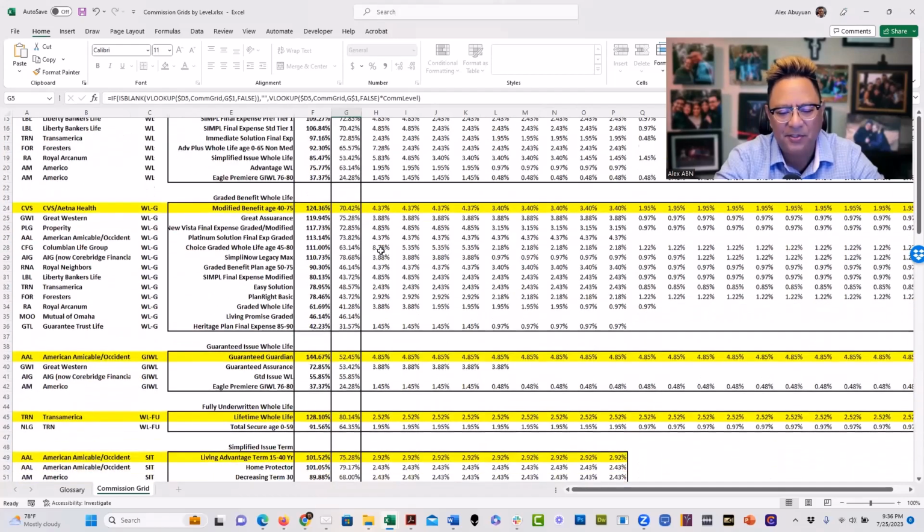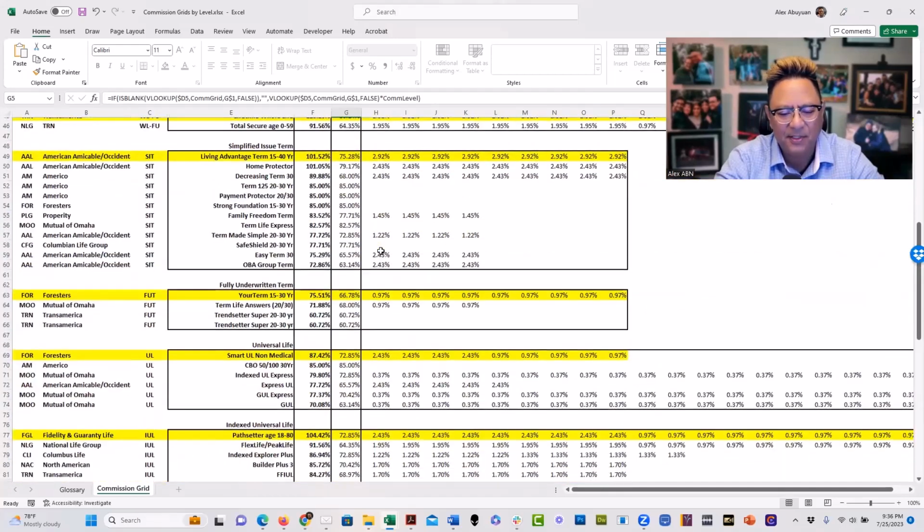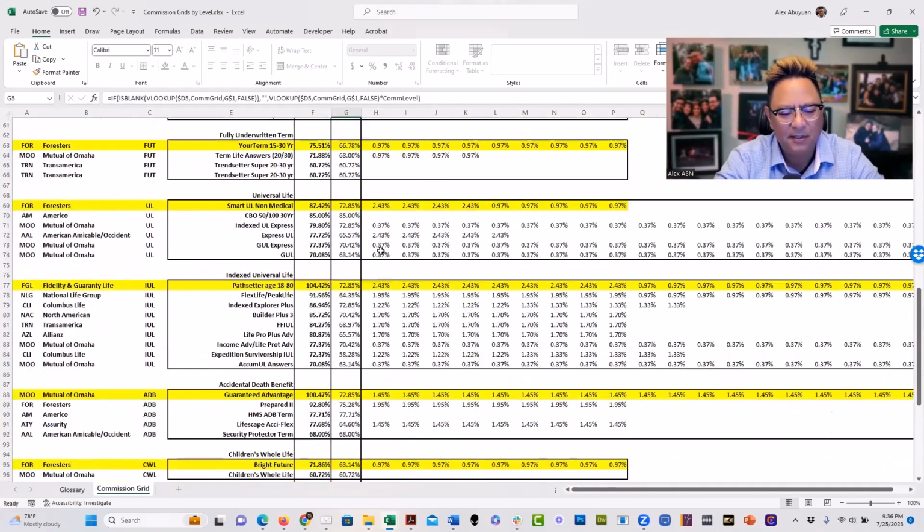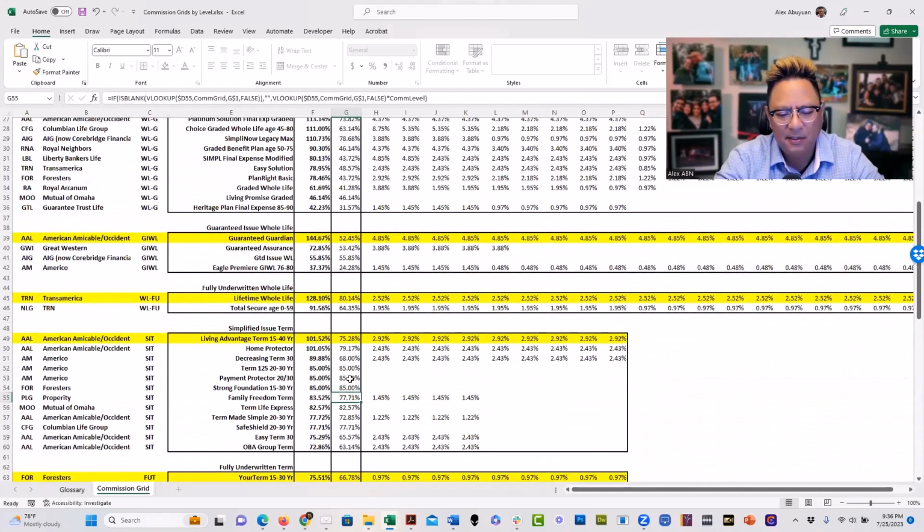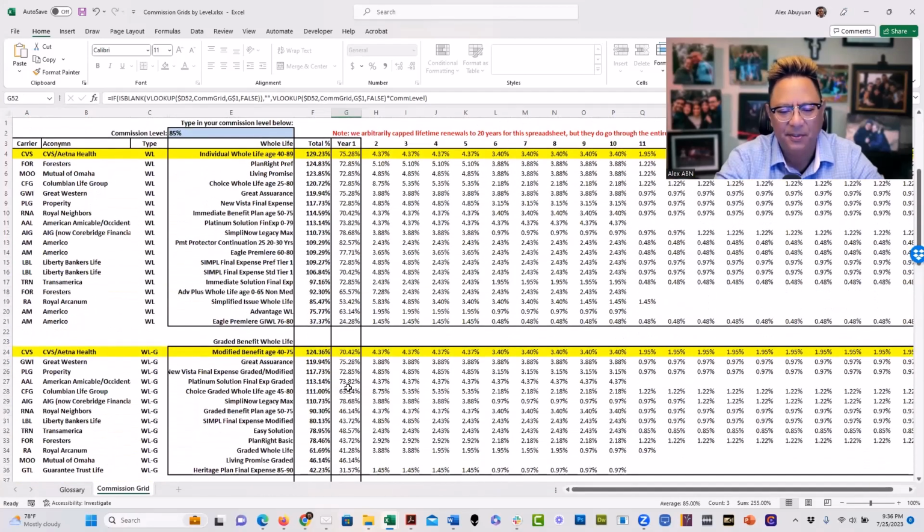85 really applies to simplified issue term. $85, Americo. Where's another 85? 85, Americo. 85, Foresters. That's really where you're going to get the full 100% commissionable. But you're at the 85 level. So I ask you, wouldn't you rather maximize your opportunity? Wouldn't it be better to know which one?